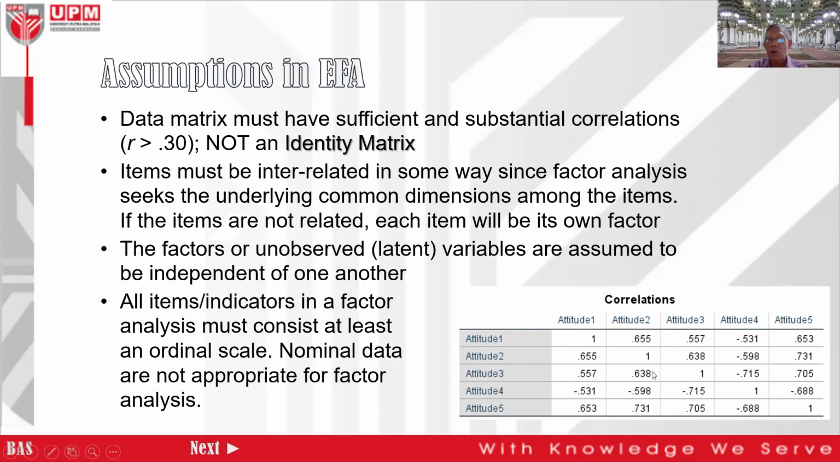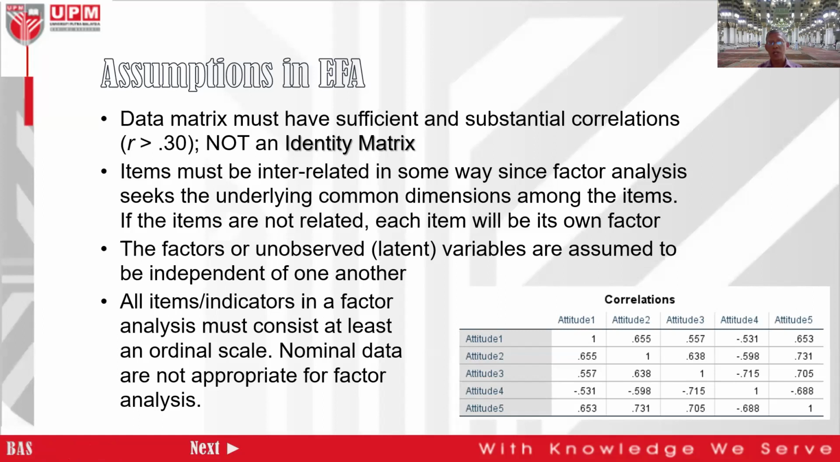If all the other correlation coefficients are 0, 0, 0, 0, 0, 0, that means except for the diagonal, the rest are 0. That type of matrix is called an identity matrix. So if it is an identity matrix, that means you don't have correlation between items. It is not proper for you to run EFA.